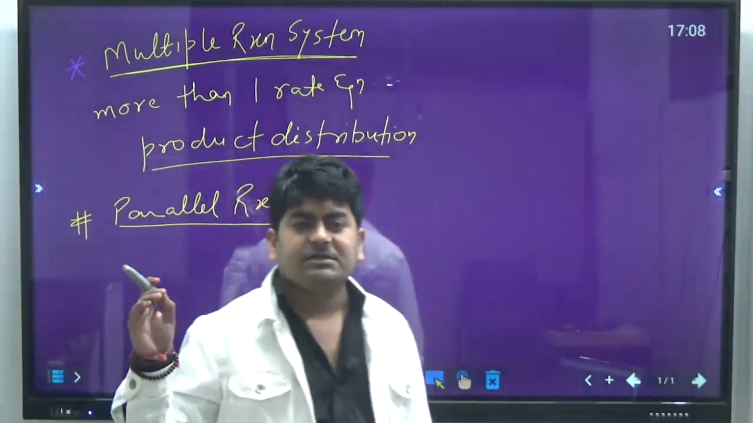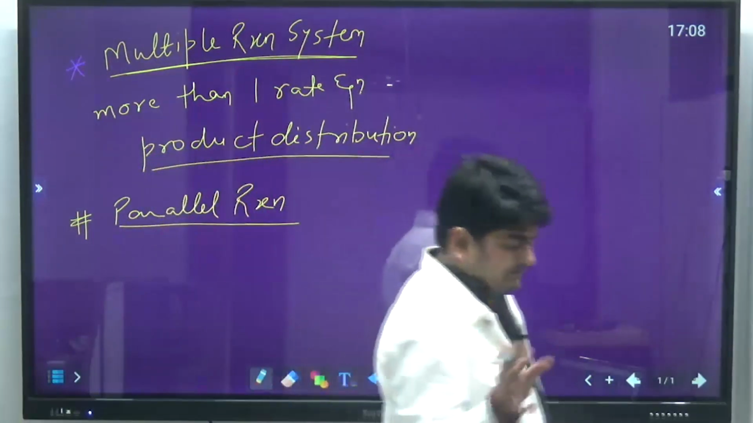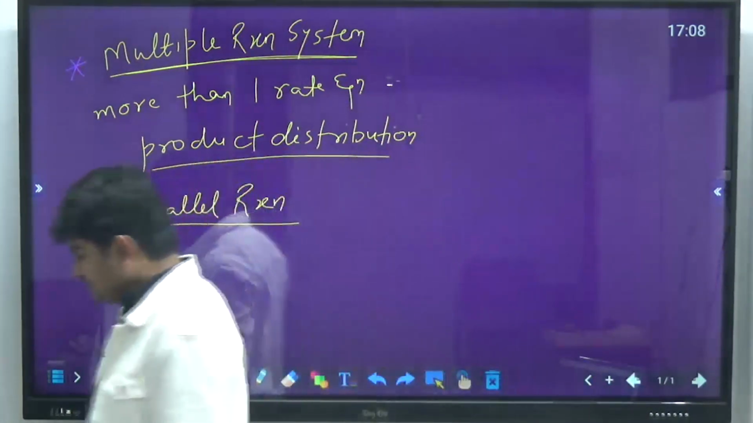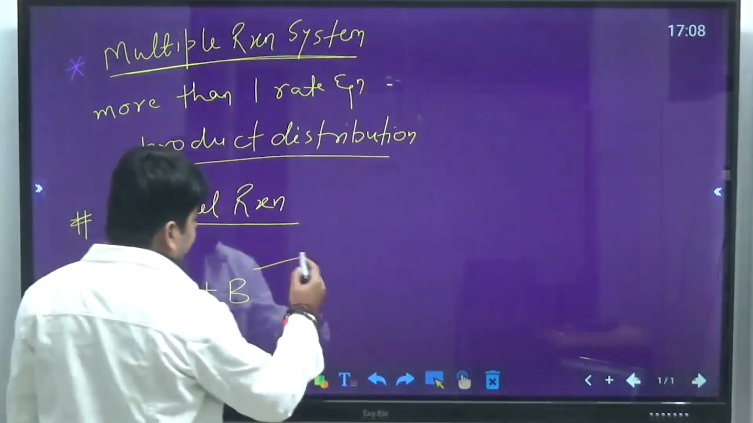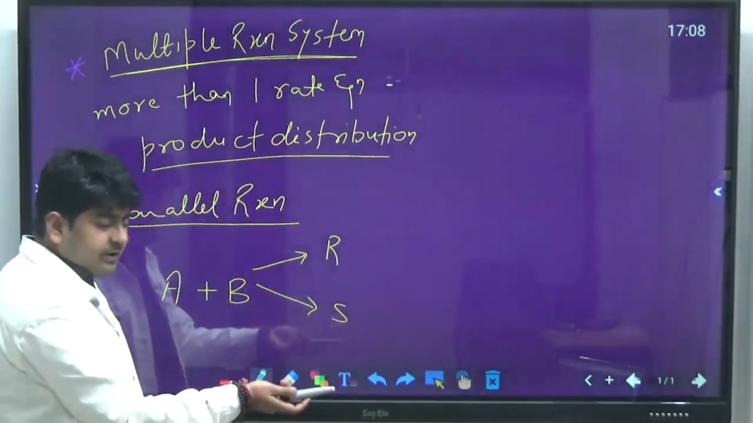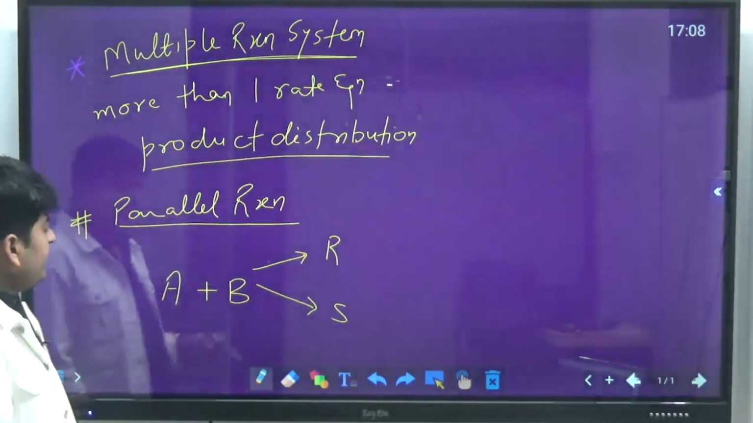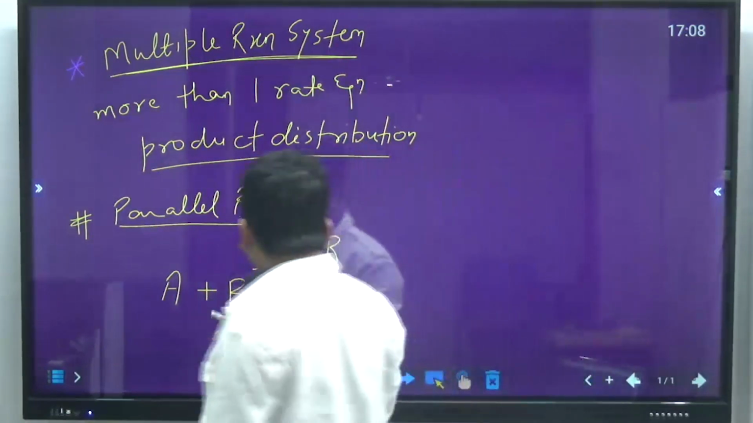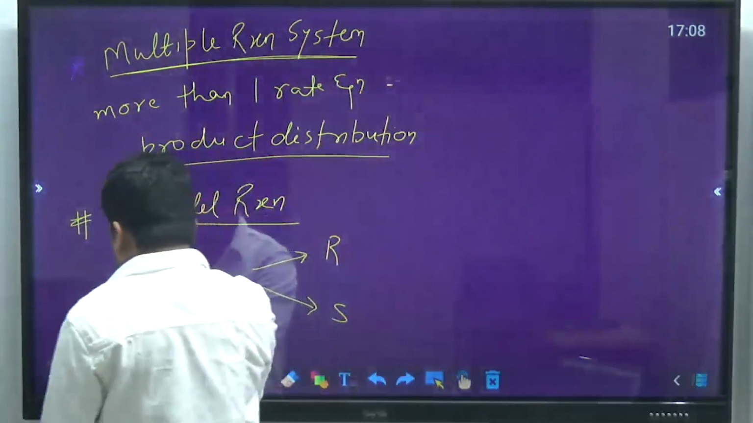So if anyone asks you what a parallel reaction is, you can simply say a parallel reaction is one where a set of reactants gives 2 or more products simultaneously by following different reaction mechanisms. Suppose I have a set of reactants like this, A plus B, and it gives R and S, 2 or more products by following different reaction mechanisms simultaneously. That is the parallel reaction. The kinetics of a parallel reaction is not a big deal. We have to do the same thing which we have done till now.